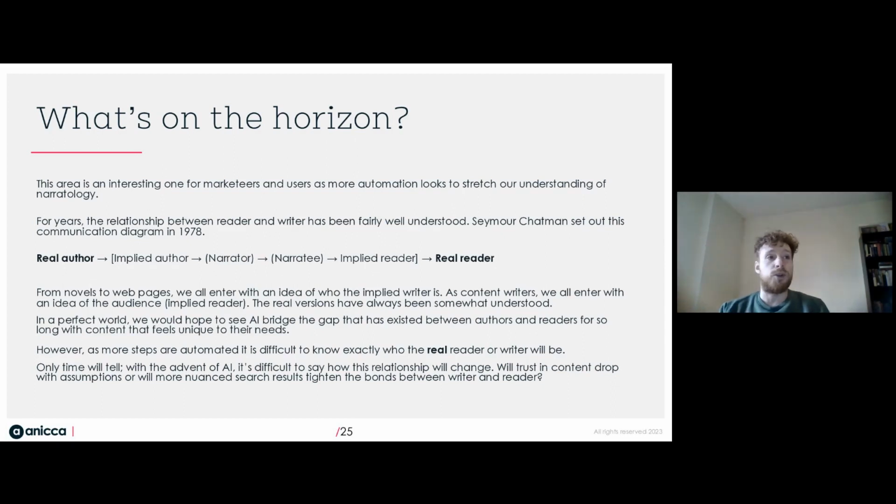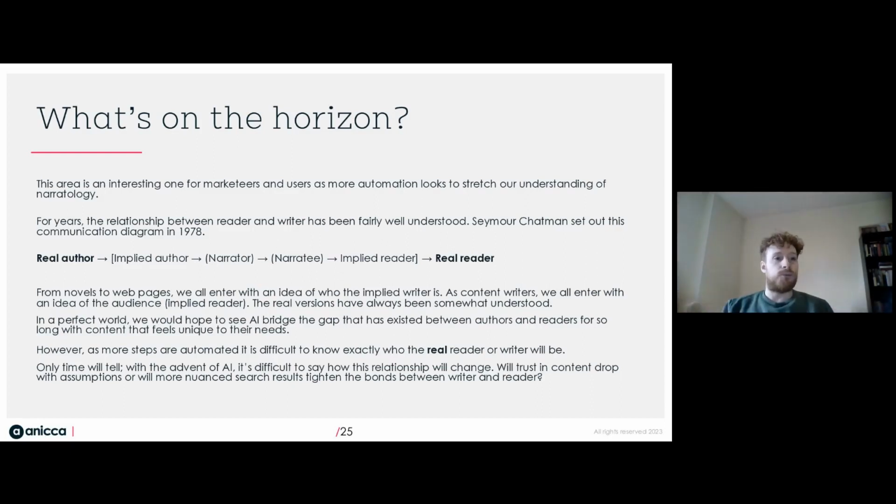And I think one of the tools I find most useful in understanding this relationship is Chapman's communication diagram. So I've just put a little line there. You can see it starts with the real author, implied author, narrator, implied reader, and real reader. So instead of a 2-step process, it's a 5-step process. I'll try and explain it as best I can.